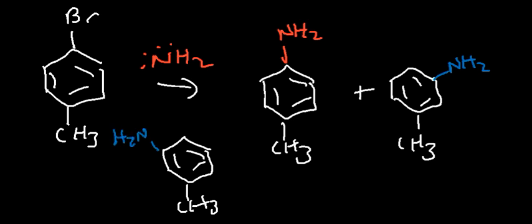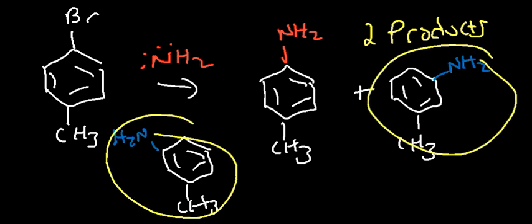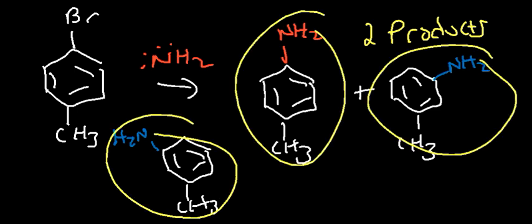So notice that if we have one substituent, we only get two products. These products are the same. They're identical, so they're considered as one product. And this one is different. So we get a total of two products in this reaction.